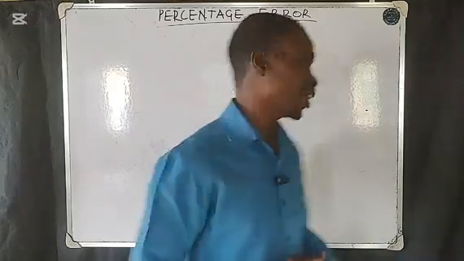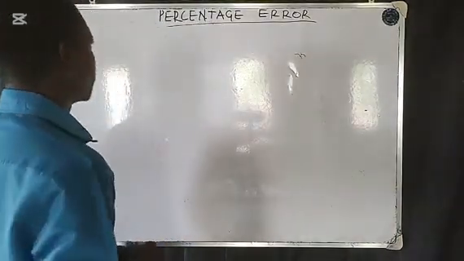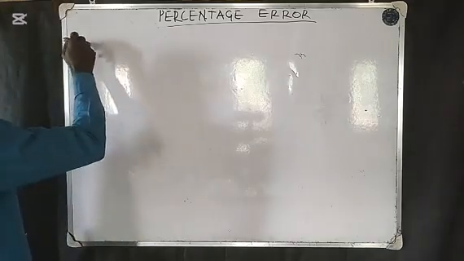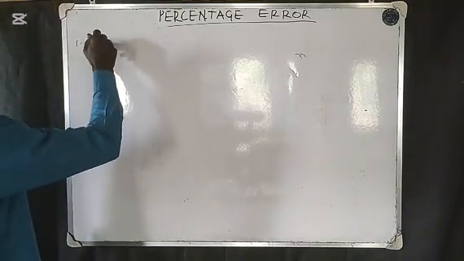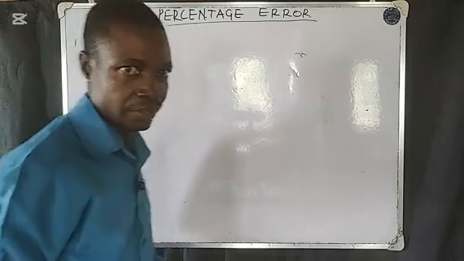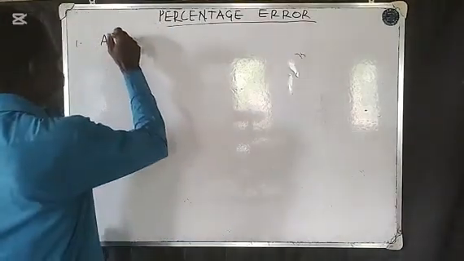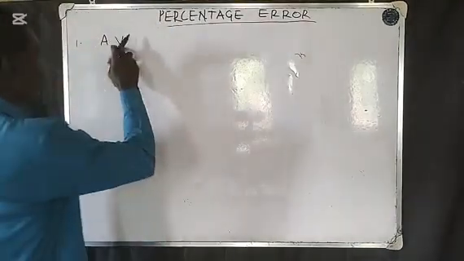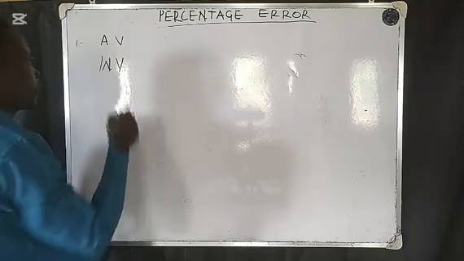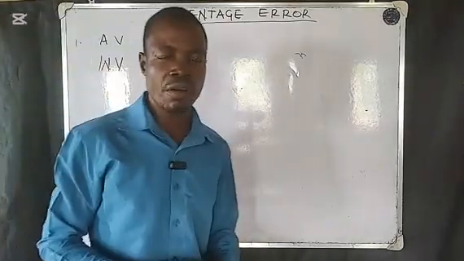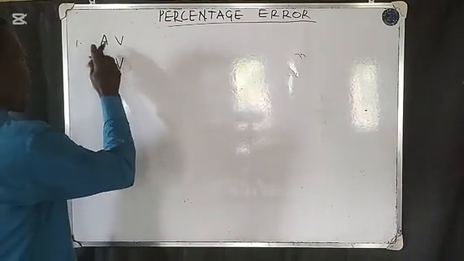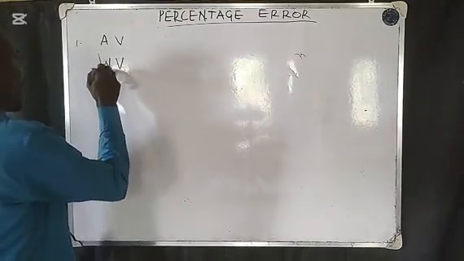So let's look at percentage error. Now, when you talk about percentage error, you have what we call actual value. Let's use A to represent actual value. Then, let's use WV to represent what? Wrong value. Then, when you find the difference between the actual and the wrong value, what do you have?